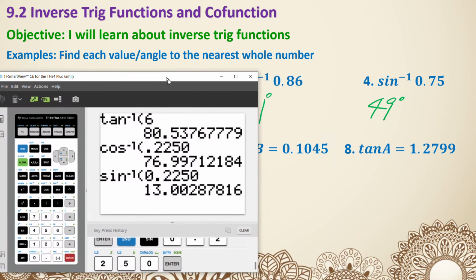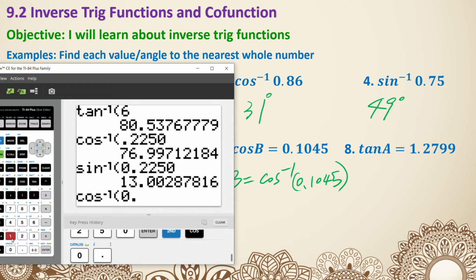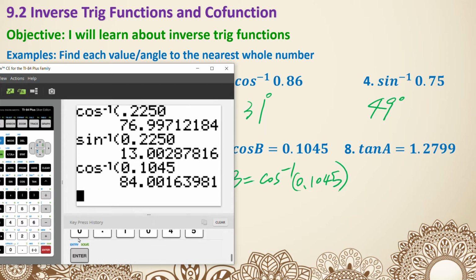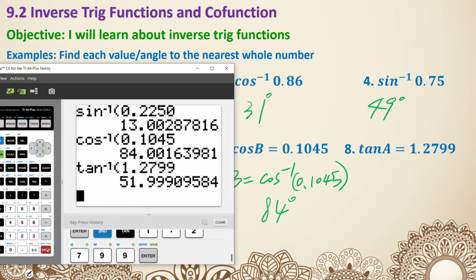Number 7 is actually very similar, so we're going to do the same thing. Cosine B, so B is arc cosine of 0.1045. Second, and then cosine 0.1045. Enter. That is going to give us 84. Number 8. Same idea. Tangent, so inverse tangent of 1.2700. It's going to give us 52 degrees.